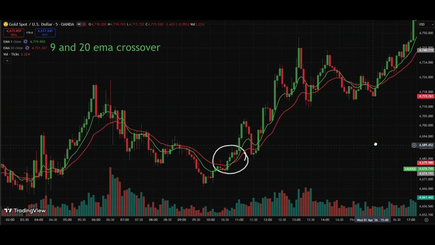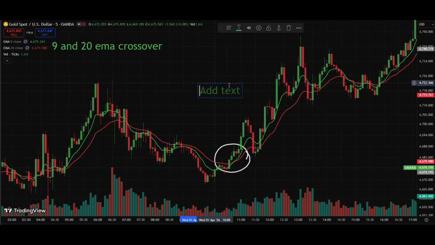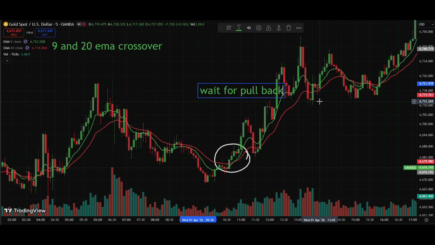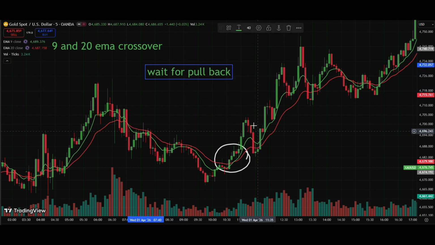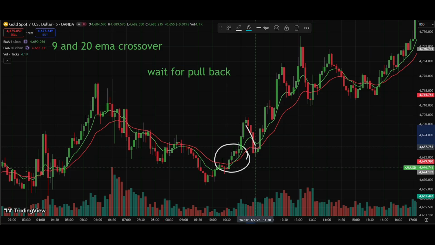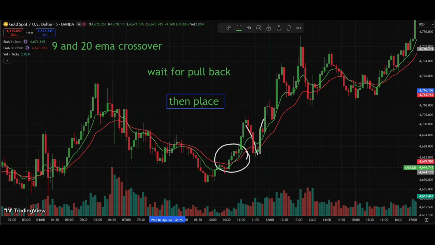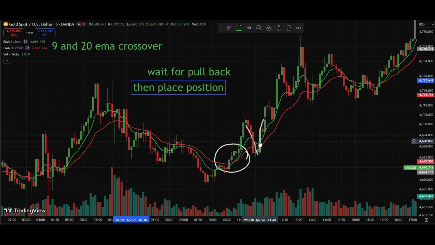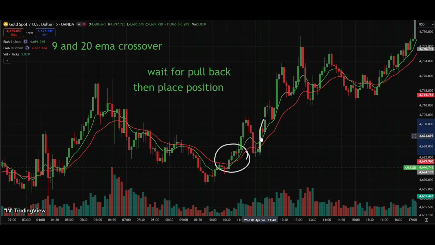Step 3. The pullback. This is where the edge lives. After the crossover, price will push. Sometimes hard, ignore it. Do not chase. Let price come back to you. What you're waiting for is price to retrace back toward the 9 and 20 EMA zone. Think of the EMA zone as a magnet. Price almost always comes back to test it after a move. That pullback is where amateur traders got stopped out buying the breakout.